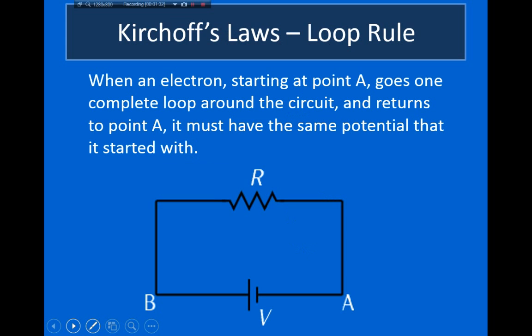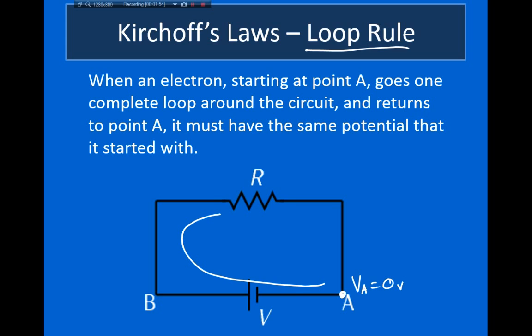The second rule is called the loop rule, and basically the idea behind this is that the voltage at any particular point in a circuit can only have one value. And what this means is that suppose I consider this point right here, and suppose this point A has a voltage of 0 volts. And now let's suppose I go around the circuit like this in a sort of clockwise fashion, and I calculate the change in the voltage over each of these circuit elements.